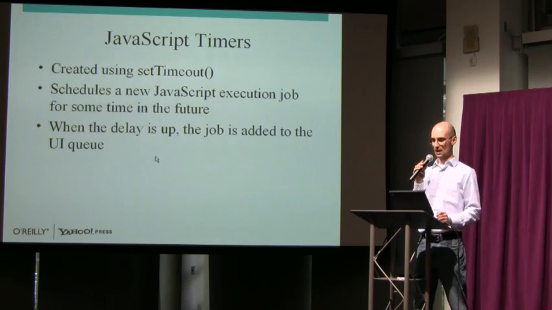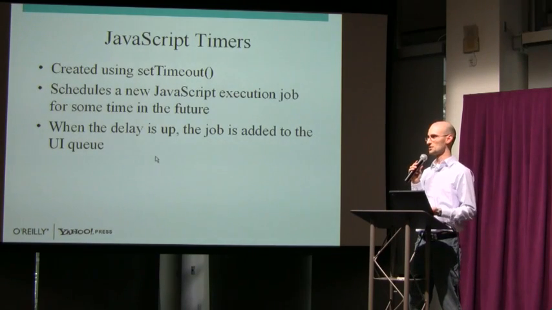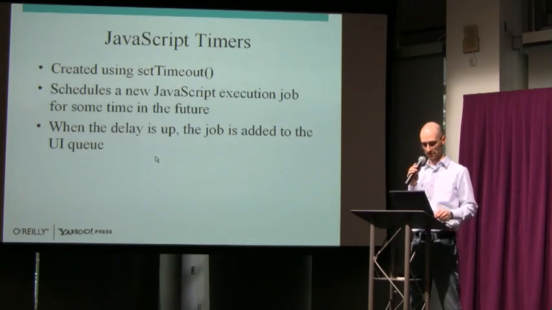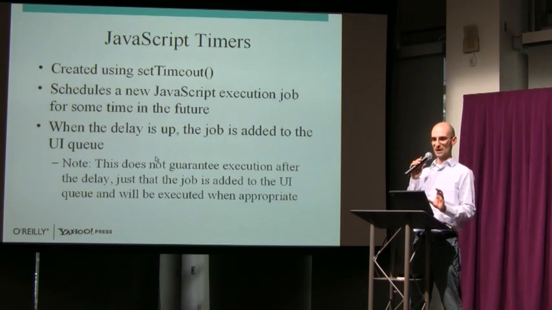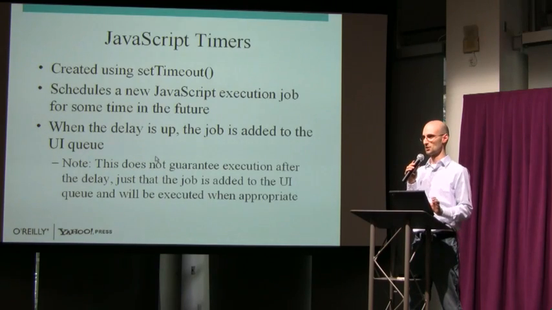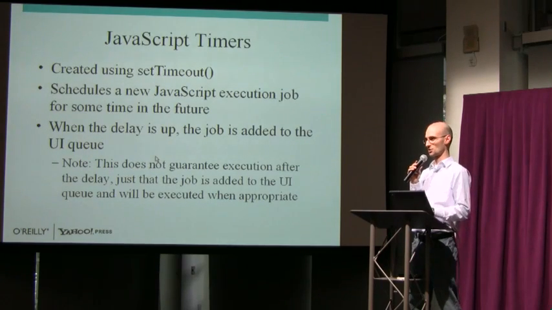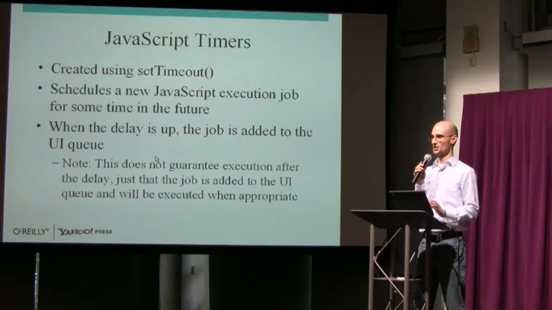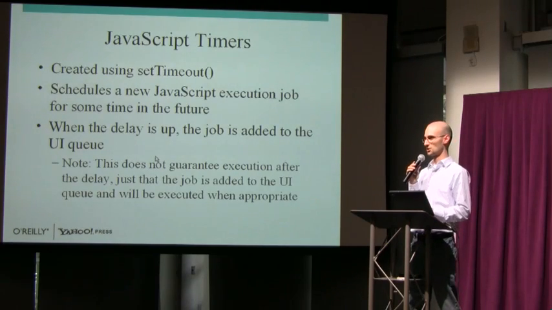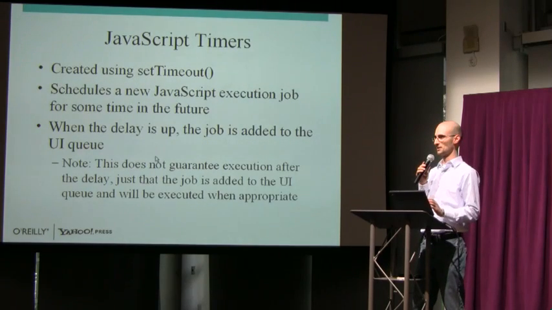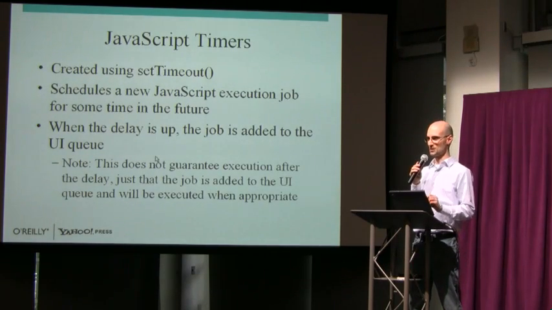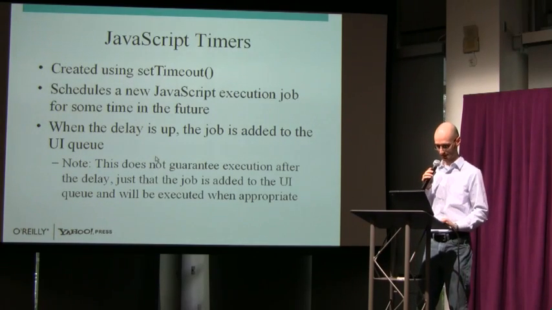So when that delay is up, the job is added into the queue, but it still has to wait its turn before it's going to get executed. And I just really want to point out that this does not guarantee that your code is going to get executed after a certain amount of time at all. It just guarantees that it gets added into the queue so that it will get executed eventually. I think some people still mistakenly believe that set timeout means execute this in 500 milliseconds or execute this in 1 second, and that's not the case.